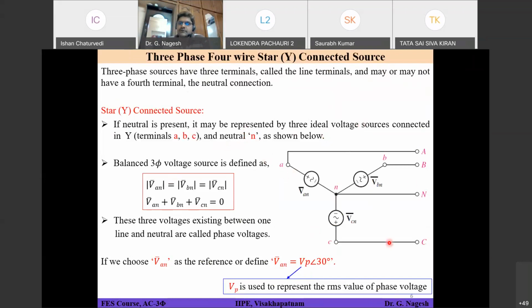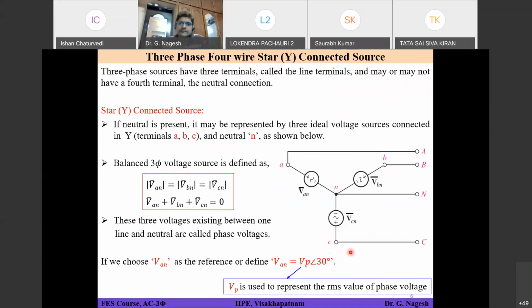So this is how you have to represent a star connected 3-phase 4-wire source. This is your neutral N, this is your A phase voltage, B phase voltage, and C phase voltage: VAN, VBN, and VCN. Here, if you see, your B voltage is lagging your A voltage by 120 degrees, and C is lagging A by 240 degrees. So this is how you represent a 3-phase 4-wire star connected system.